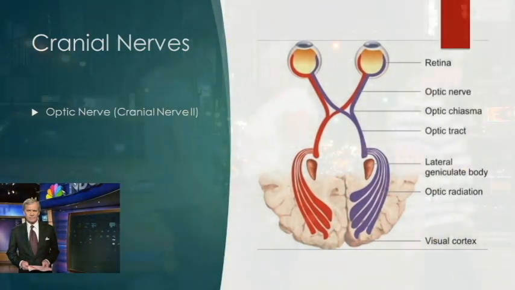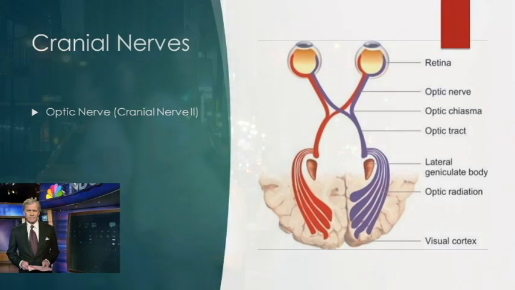Now, while the optic nerve plays a critical role in vision, it can also be susceptible to various disorders that can really impact visual perception. One well-known condition is glaucoma, a group of eye diseases that damage the optic nerve due to increased intraocular pressure. This damage can lead to visual field loss and even blindness if left untreated.